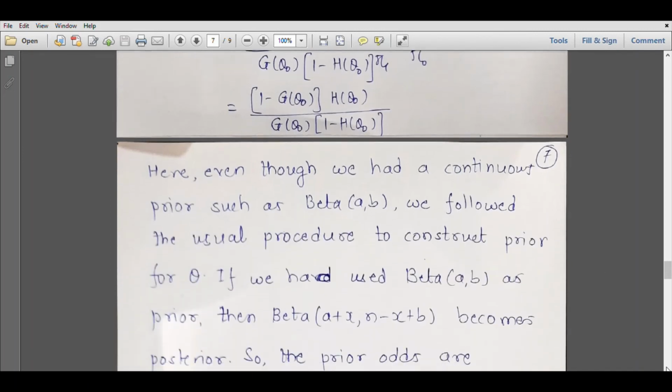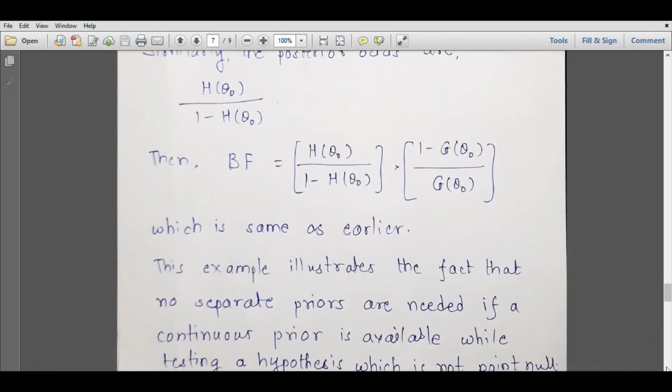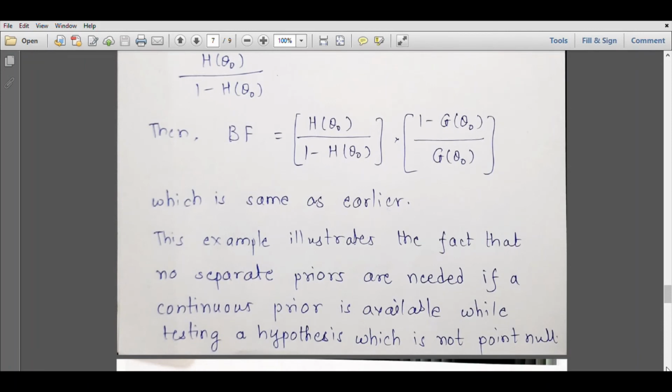So this example is an illustration of the fact that if we have a continuous prior available while testing a hypothesis which is not a point null hypothesis, then no separate priors are needed for the hypotheses. That is, you need not construct G0 and G1 separately for H0 and H1. Instead, you can use the same prior distribution to compute the prior probabilities of both hypotheses, and then the posterior distribution obtained using that continuous prior can be used to obtain the posterior probabilities of both hypotheses, so that the resulting odds ratio will be the Bayes factor.